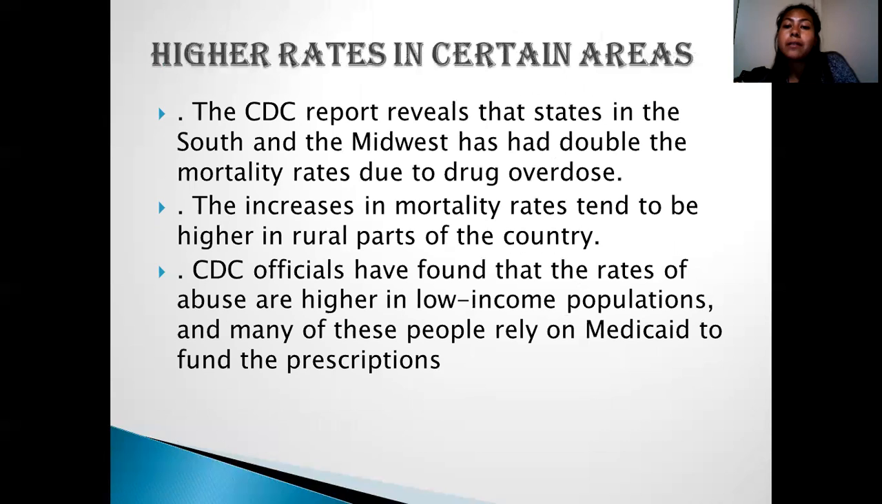and the Midwest have double the mortality rates due to drug overdose. The increases in mortality rates tend to be higher in rural parts of the country. So in cities, CDC officials have found that the rates of abuse are higher in low-income populations, and many of these people rely on Medicaid to fund the prescriptions. So as we see here, prescription drugs are mostly used in cities where there are a lot of people crowded, and low-income people, because they benefit from Medicaid and can easily get those prescription medications.